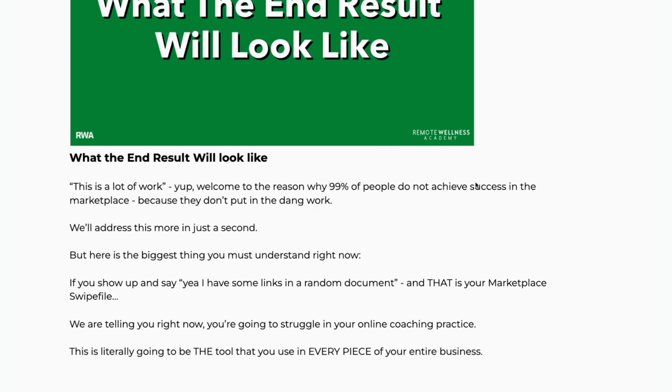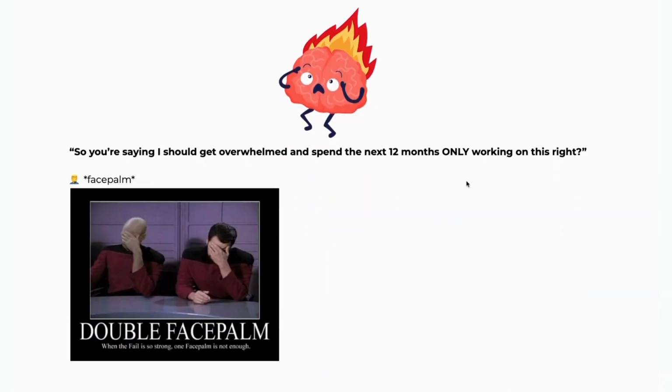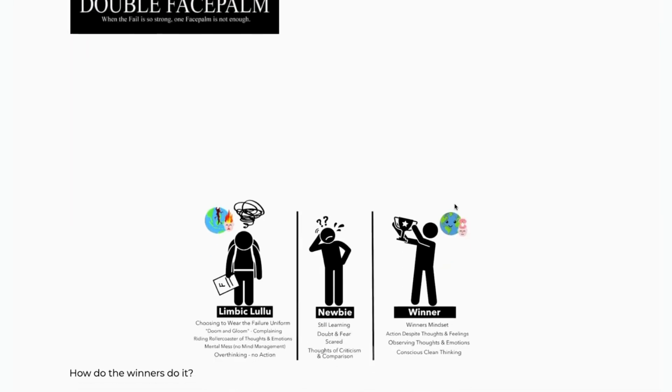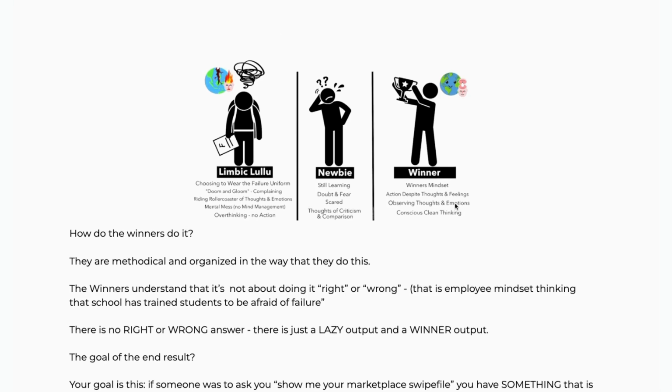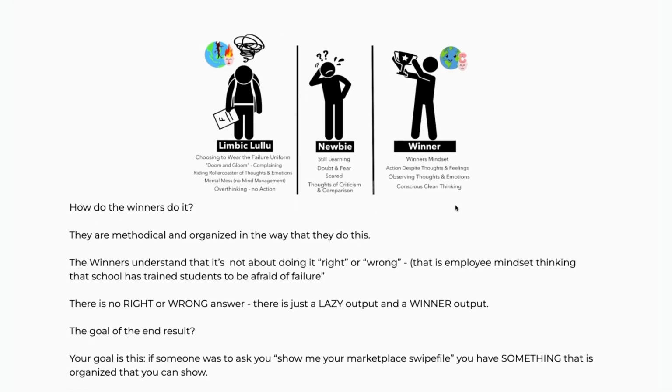Now, some students after hearing that might say, okay, Coach Yasin, so what you're saying is that I should get overwhelmed and spend the next 12 months only working on this? Facepalm, double facepalm. No, that's not what we said, okay? What you want to understand is that you want to have a winner's mindset around being able to do this. How do the winners do it? They are extremely methodical and organized in the way that they actually do this entire operation, okay?